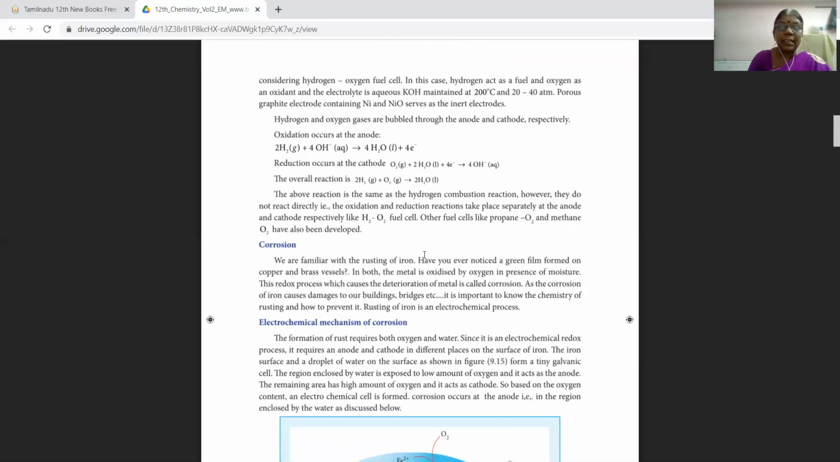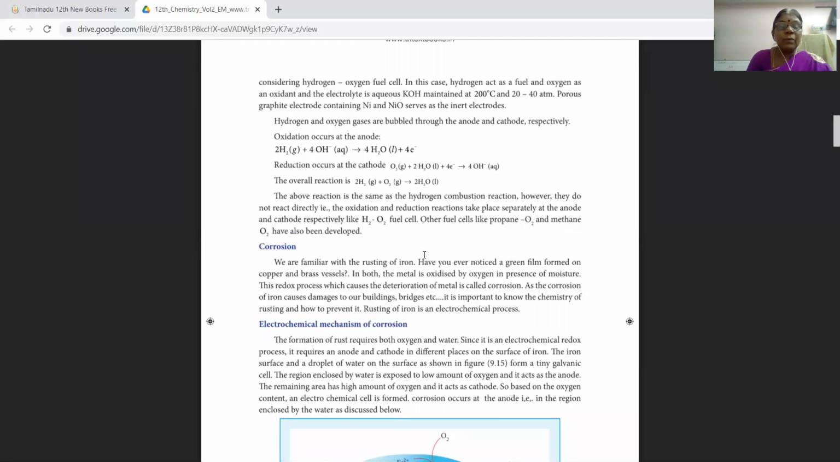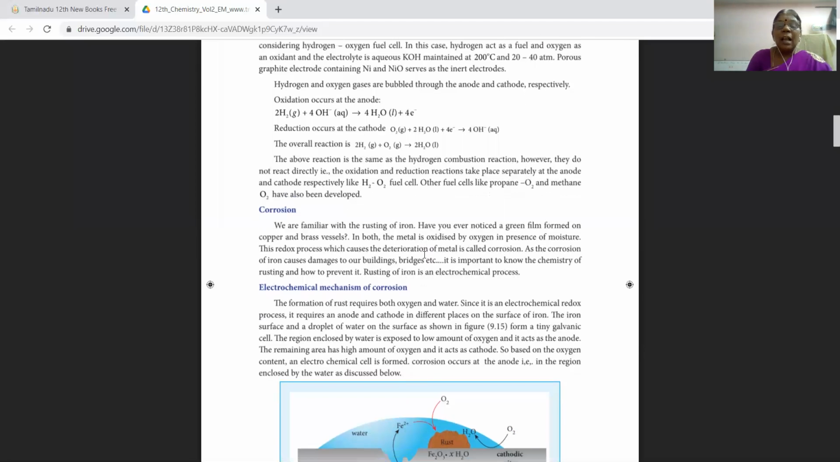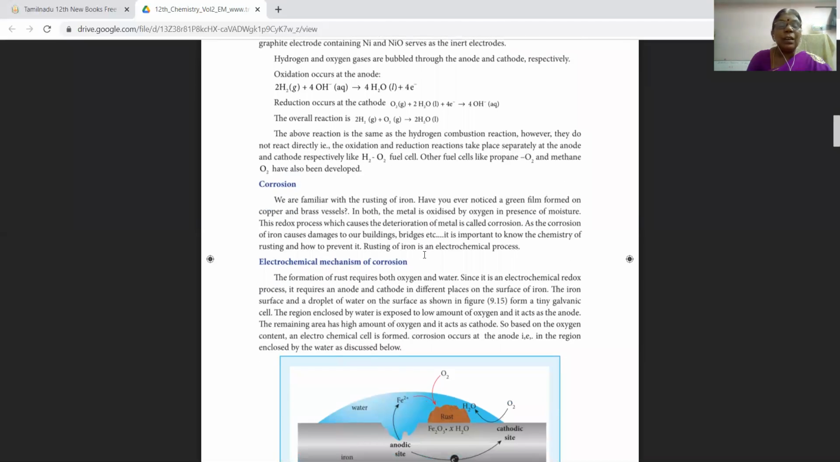Next is corrosion. That is one of the important ones. We are familiar with the rusting of iron, and have you ever noticed a green film formed on copper and brass vessels? In both the metals, it is oxidized by oxygen in the presence of moisture. This redox process, which causes the deterioration of metal, is called corrosion. As the corrosion of iron causes damage to our buildings, bridges, etc., it is important to know the chemistry of rusting and how to prevent it.